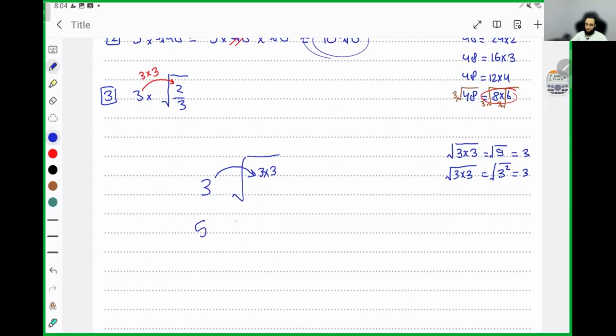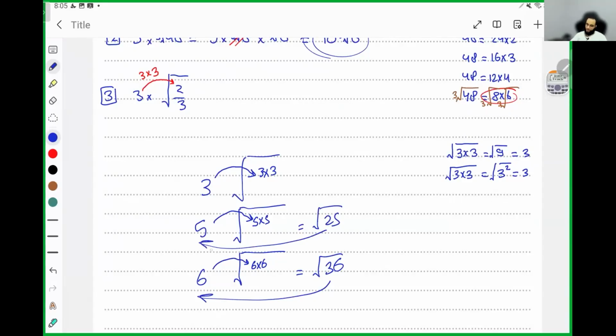Again, if you have 5 outside the square root and you want to get it inside the square root, multiply it by itself 2 times. If you have 6 outside the root and you want to get it inside the root, what should you do? Multiply it 2 times. 6 by 6, so it's going to be root 36. Yes, root 36 is 6. This is going to be 25, which is 5. And this is going to be 9, which is 3.